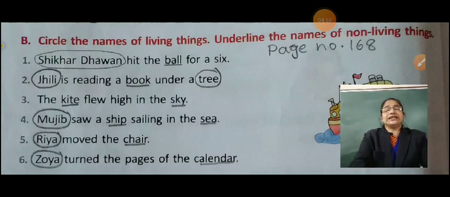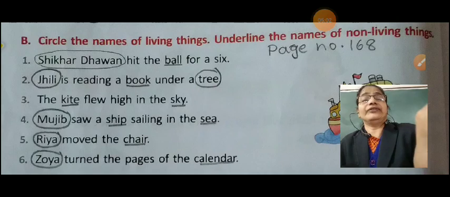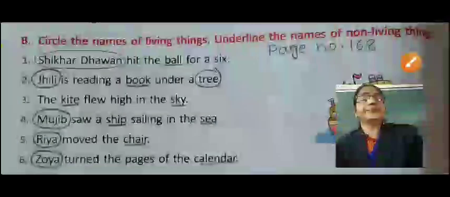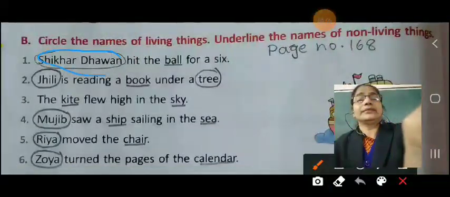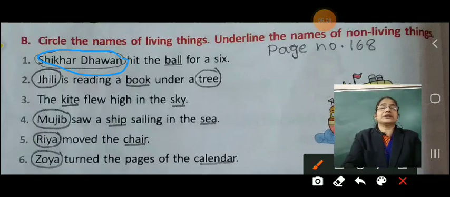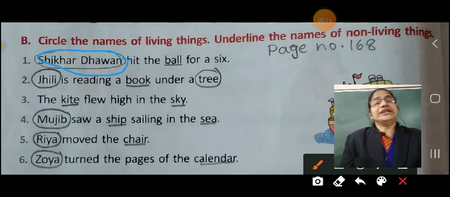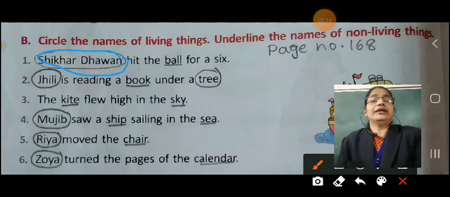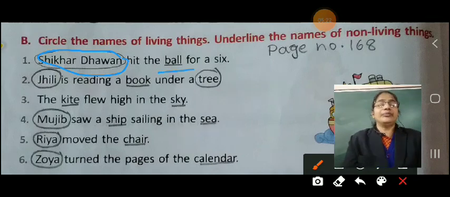Shikhar Dhawan is a living thing. You can circle Shikhar Dhawan. And here you have to see which thing is non-living. Here it is ball. It is already given, ball. You can underline B-A-L-L, ball.